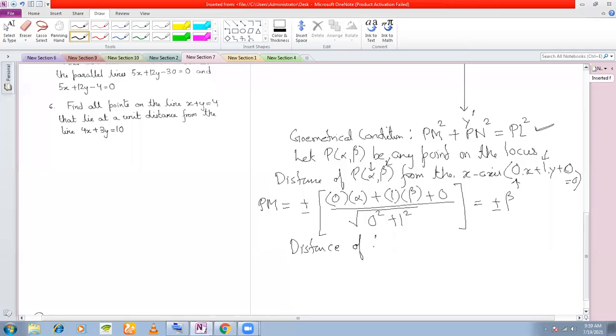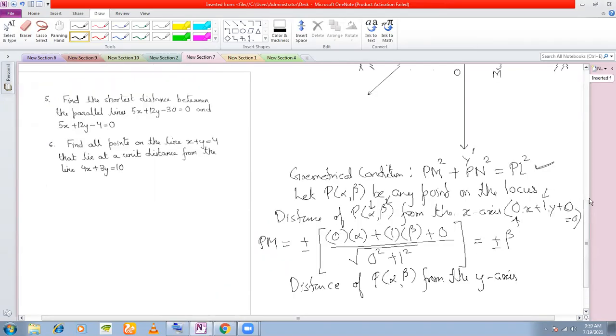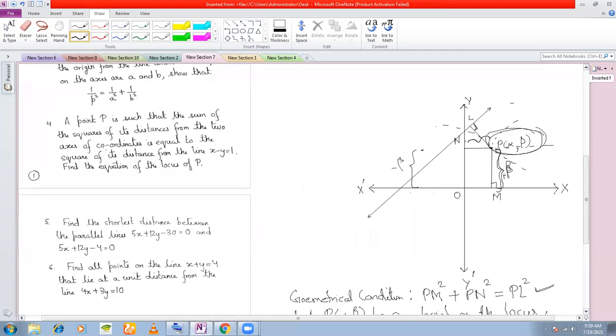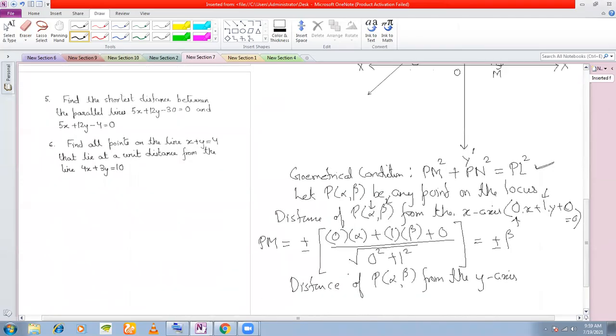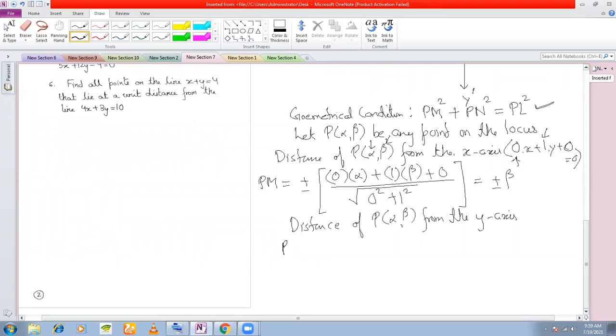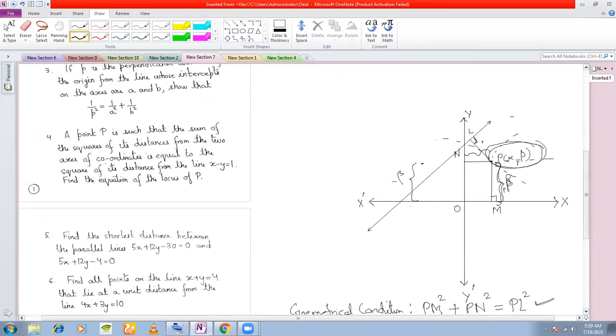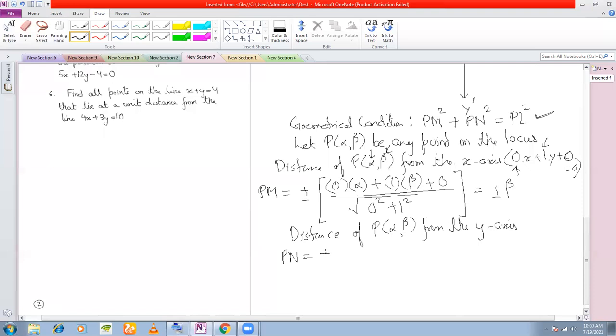Distance of P(alpha, beta) from the y-axis. Similarly, you can find out this distance. What is this distance here? This distance is PN, right? And what is PN here? Plus or minus alpha, right? This distance is alpha. So plus or minus alpha.